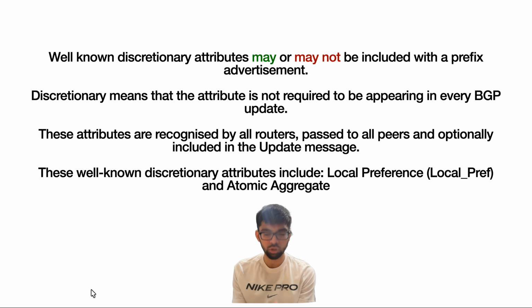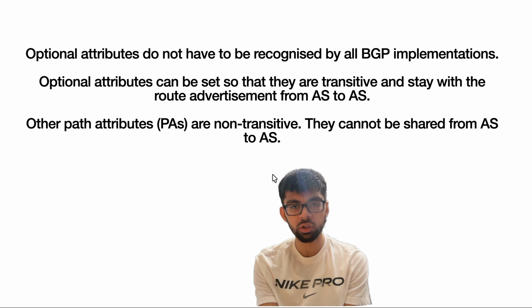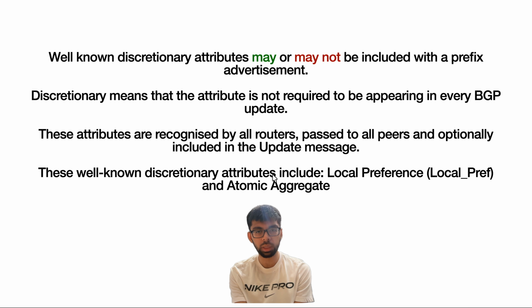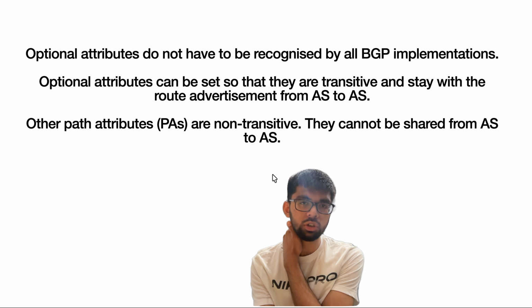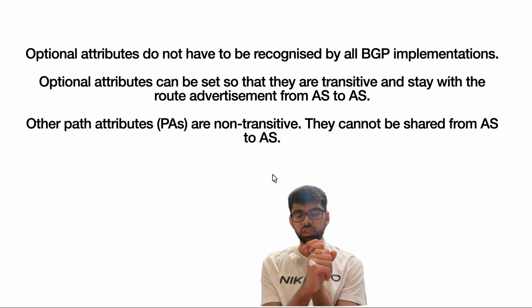It is recognized and understood across the board, and passed to all peers, but is optionally included in the update. It doesn't have to appear. Now, the well-known discretionary attributes include local preference, local pref, and atomic aggregate. These are two types of well-known discretionary attributes. Moving on to optional attributes. You've got optional transitive, optional non-transitive.